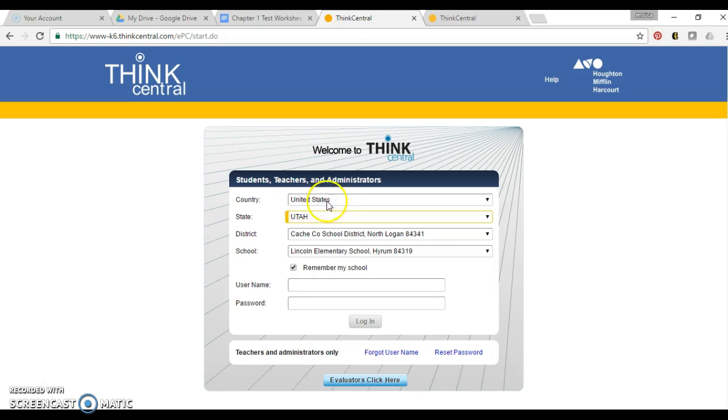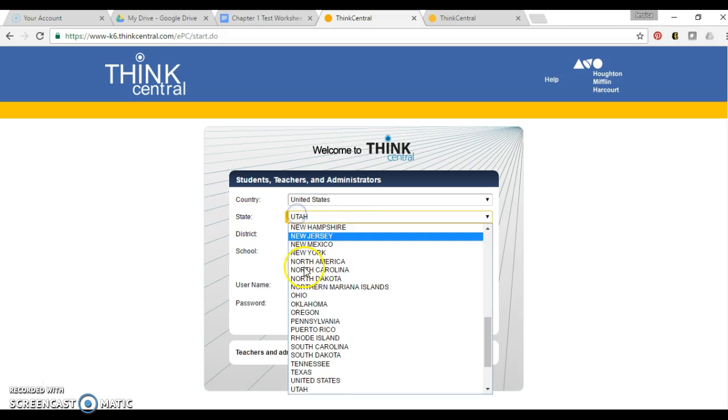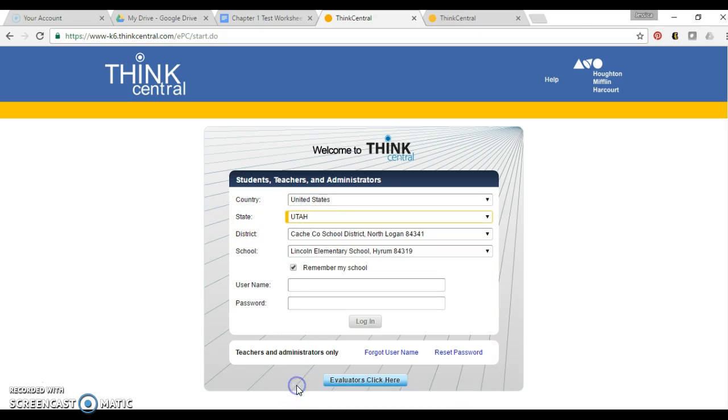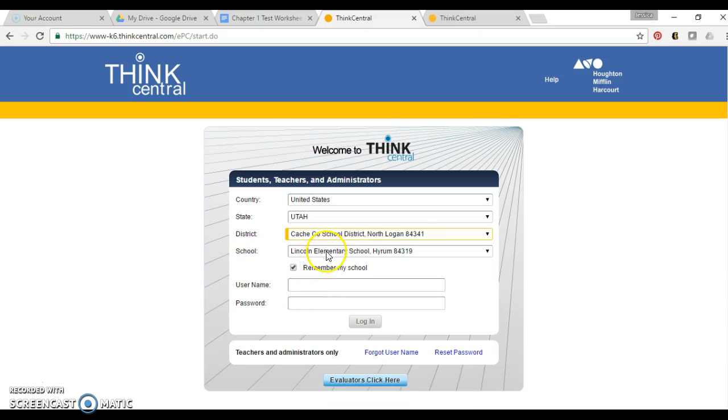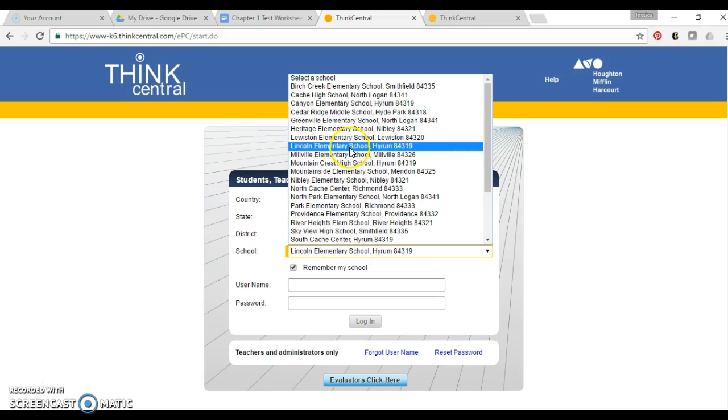So we are in the country of the United States. Awesome. We are in the state of Utah. So you need to come down and find Utah. We're in the district, Cache County School District, North Logan. Find that. It's in alphabetical order, so it's after the A's and the B's. There's Cache County. And then we are in Lincoln, which you'll find there.